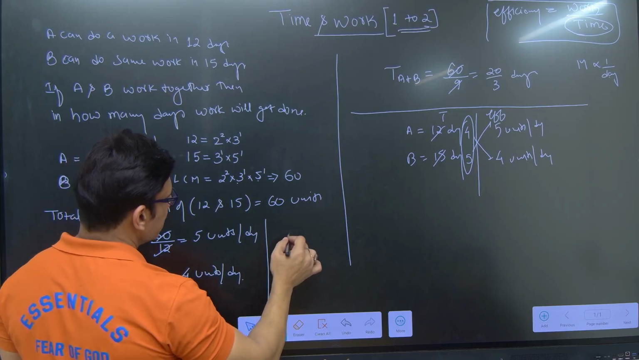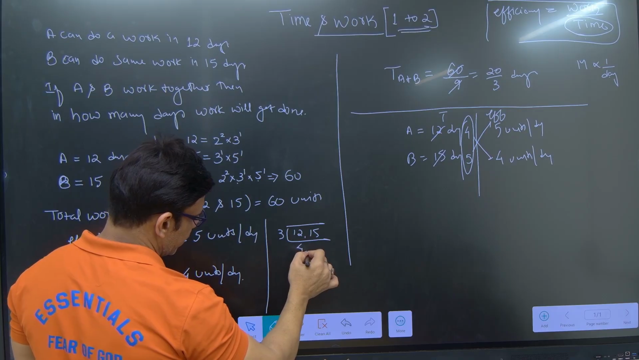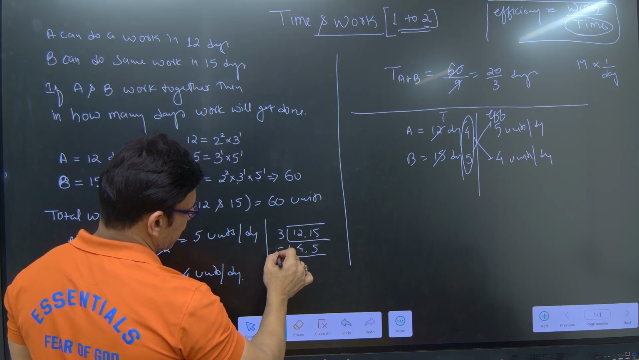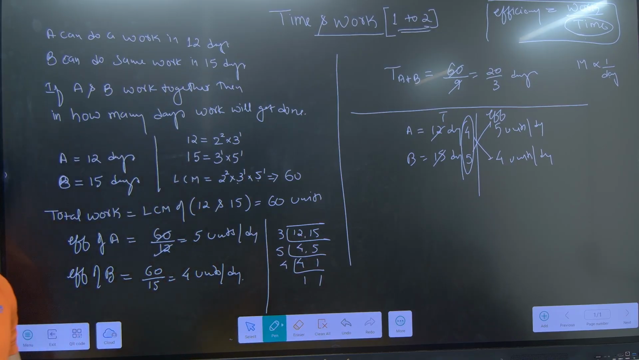Another method which you have learnt in school is writing 12 and 15. Then 3 4s are 12, 3 5s are 15. Then 5 4 and 1. And then 4 1. That is how you find out the LCM. Understood? Once you find out LCM, then you have to divide that LCM with days. You get their efficiency. Clear?